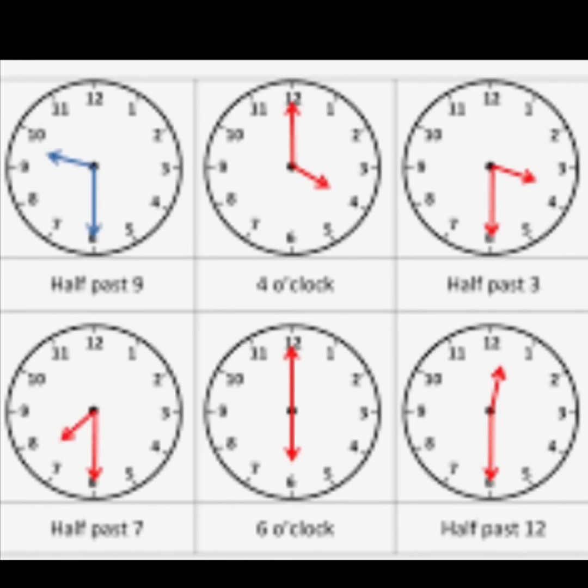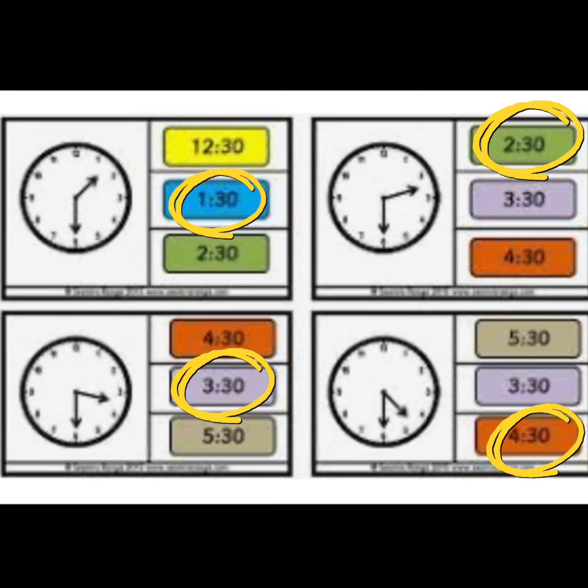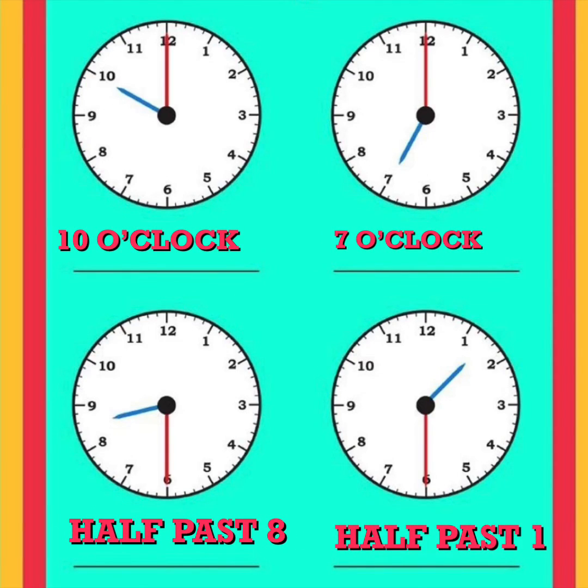Have a look at these times to get some idea. Can you guess the time for these clocks? Now check your answers. This clock says 1:30. This clock says 3:30. This clock says 2:30. And this clock says 4:30. Can you write the time for these clocks? Now check your answers. If your answers are matching with mine, well done.